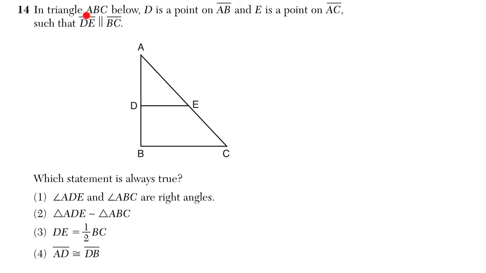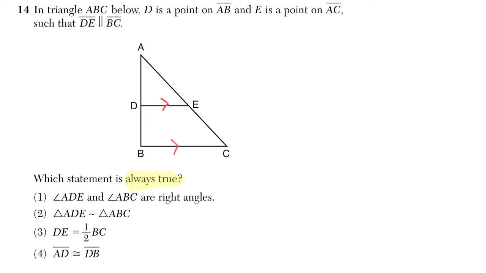Question number 14. In triangle ABC below, point D is a point on AB and E is a point on AC, such that DE is parallel to BC. I'm going to go ahead and mark that up to reflect that these two segments, DE and BC, are parallel to one another. So then it says, which statement is always true?